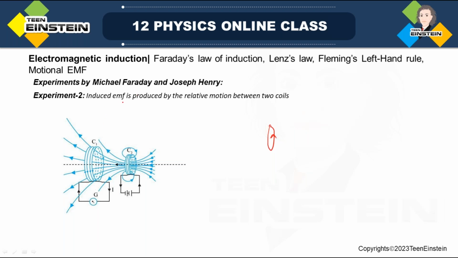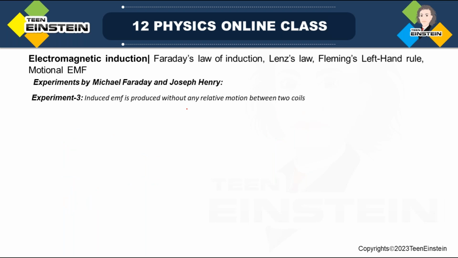The second observation gives a conclusion about this induced EMF: it is produced by the relative motion between two coils. Now, the third experiment is confirming that it is not the relative motion between the coils. It is the change in the flux linked to the coil that is responsible for the EMF induced in the coil C1. So what was done there? I don't know whether I have the figure.